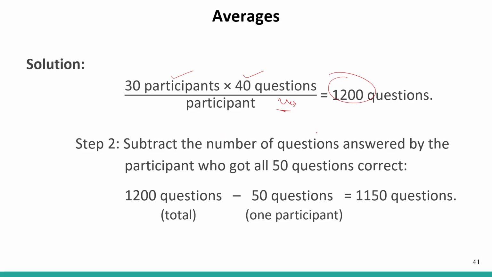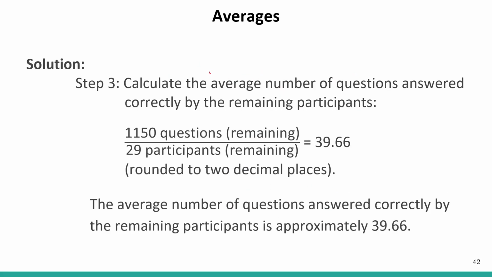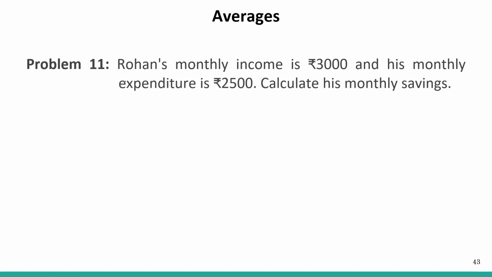Okay, so subtract the number of questions answered by the participant who got all 50 correct. So 1200 minus 50 is equal to 1150, right? So calculating the average number of questions answered correctly by the remaining participants, that is 1150 questions divided by 29 participants, it will be 39.66, rounded to 2 decimal places. So the average number of questions answered correctly by the remaining participants is approximately 39.66 or 40. So let's see problem number 11.